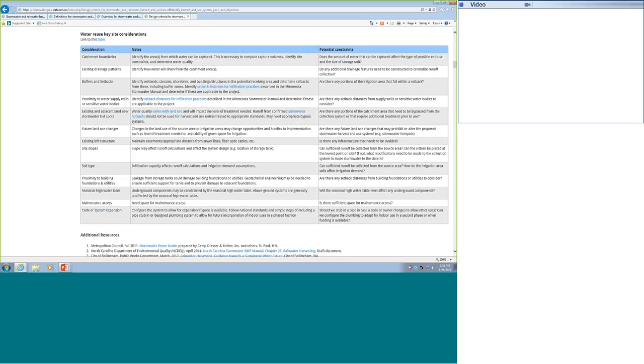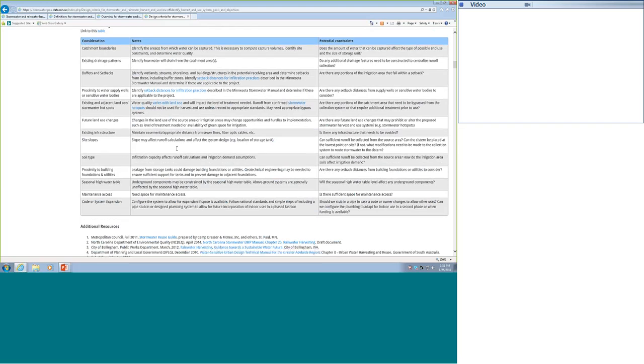Next, there's these site considerations. There's this table in here. We've listed some key considerations. For example, are there any buffers, existing buffers and setbacks? We have a notes column that talks about, okay, identify these setback distances from wetlands, streams, shorelines, et cetera. And then what potential constraints could there be on the design? So is there any portion of maybe your catchment area or your irrigation area that you can't actually apply water because it's within a setback?